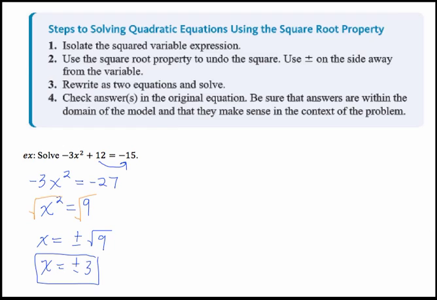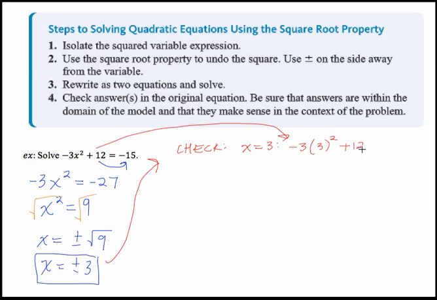Now let's definitely check, because this is the first one we've done. So let's check x equals positive 3. I'm going to plug that into this equation here. So we'll have negative 3 times 3 squared plus 12. Does that equal negative 15? Let's see, 3 squared is 9. 9 times negative 3 is negative 27. So negative 27 plus 12, 7 minus 2 is 5. Yeah, that is negative 15, so that works.